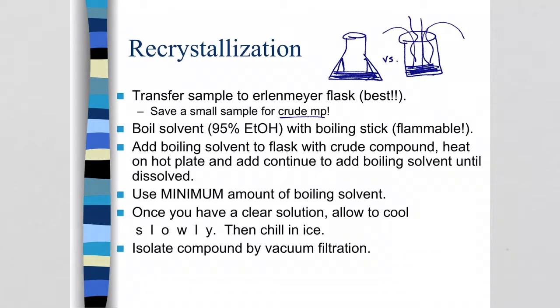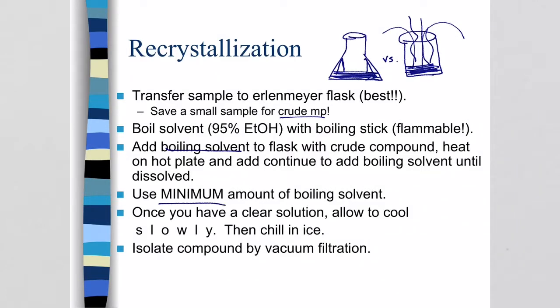Don't forget to save a small sample for a crude melting point. Then you're going to boil some of the solvent in a separate Erlenmeyer flask. Add a small amount of the boiling solvent to the flask with the crude compound and then heat that on a hot plate and continue to add boiling solvent until dissolved. I'll give you a hint that this is not going to take a heck of a lot of solvent, so you need to be careful about this.